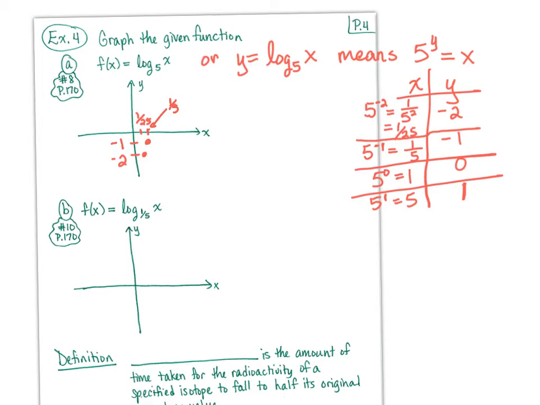Then whenever y is 0, x is going to be 1. So that's our x-intercept. It's 1. And then when y is equal to 1, we get x is now 5. So that's x equals 5, which means this is our point. So we sketch the graph.